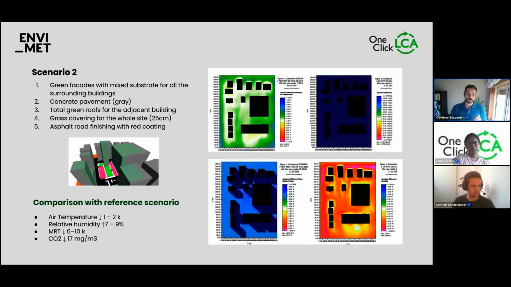In scenario 2, green facades have been added, and also some green roofs. Grass is covering the whole site, and the asphalt road has a red coating. So you can see you have a drop in air temperature still, but a bit less, and also an increase in relative humidity. The mean radiant temperature also drops. The CO2 also drops. So you can see the different solutions, what they could benefit, and which one is the best regarding the constraints in your project.